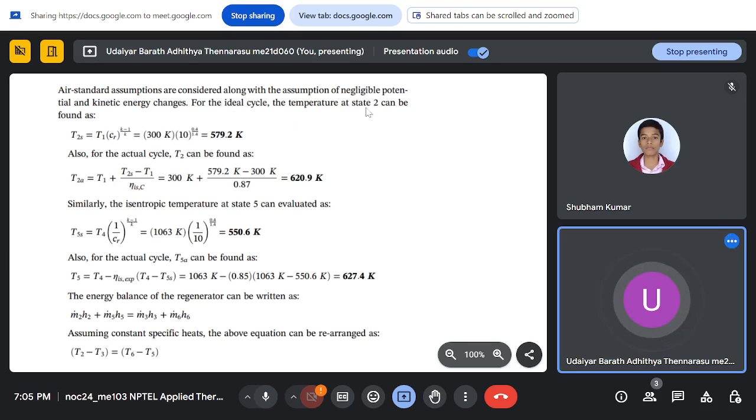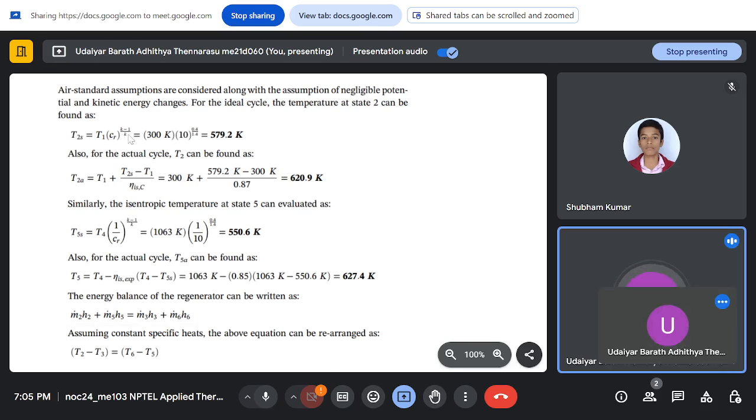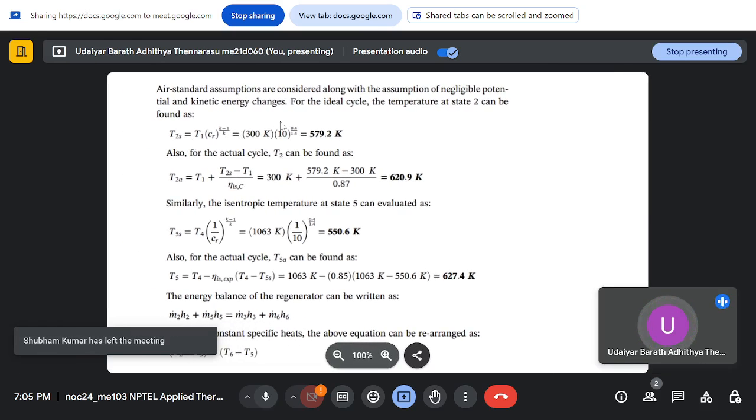For the ideal cycle, the temperature at state 2s will be found from the reversible adiabatic process. So T2 by T1 is the pressure ratio raised to the power gamma minus 1 by gamma. T1 is 300 Kelvin, the pressure ratio is 10, and gamma is 1.4. Substituting that, you will get the temperature at the exit of the compressor as 579.2 Kelvin. For the actual cycle, T2 can be found using the isentropic efficiency, that is, the isentropic efficiency of the compressor is ideal by actual.